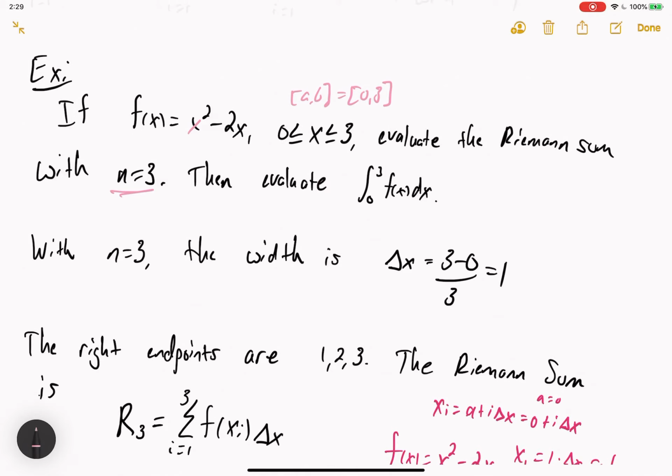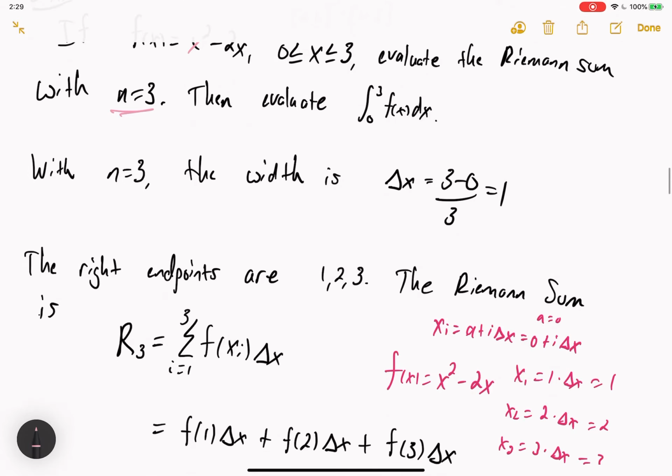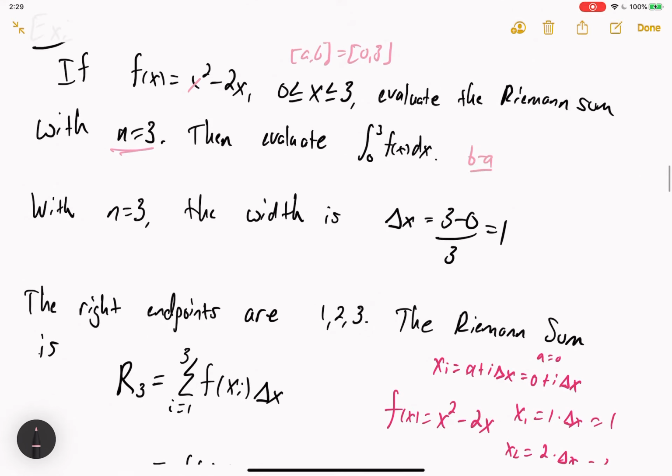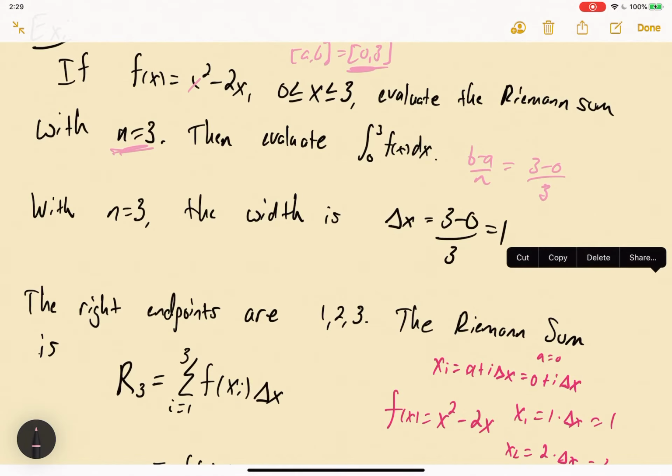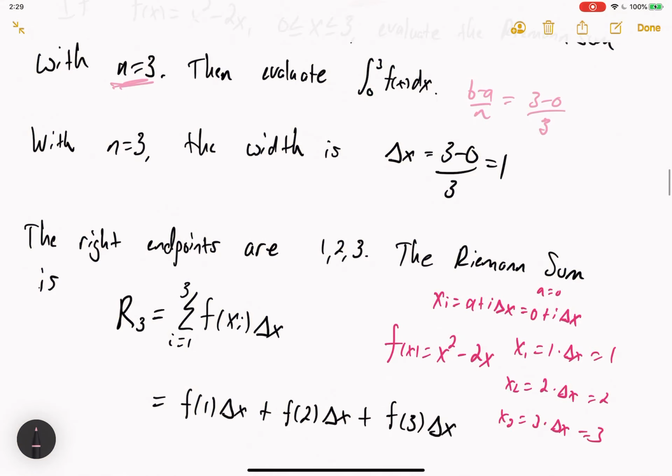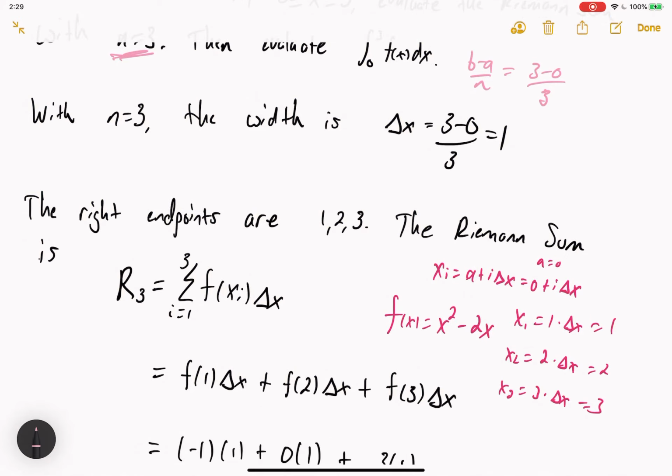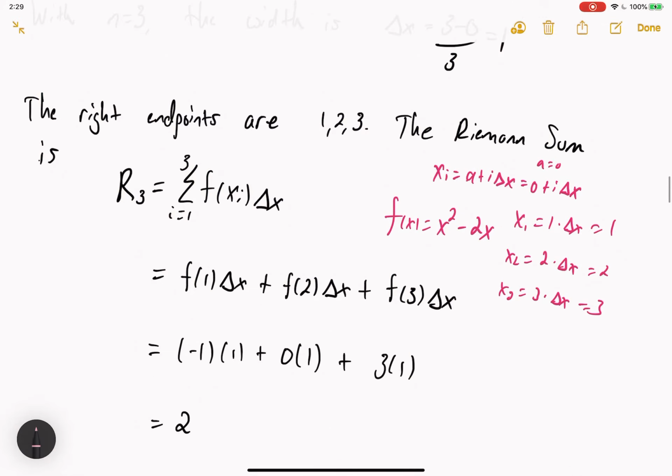So remember, the definite integral is a limit of Riemann sums. So with n equal to 3, the width is going to be delta x is equal to 3 minus 0 divided by 3, because it was b minus a divided by n. We said n is equal to 3, the number of rectangles, so that's just 1. So we have 3 rectangles with width 1, and we're going to use the right endpoints.